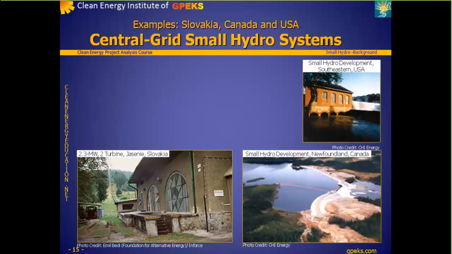Central grid small hydro systems. Examples from Slovakia, Canada, and the USA. Most small hydro projects are run-of-river developments connected to the grid. Because there are a multitude of generators on the grid, the fluctuations in the system's power output are not problematic, and all electricity that can be generated can be made use of.